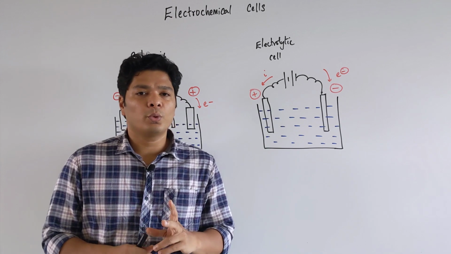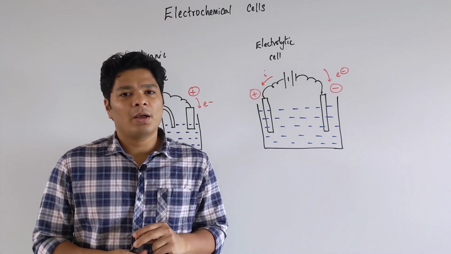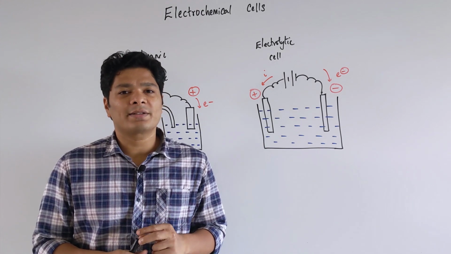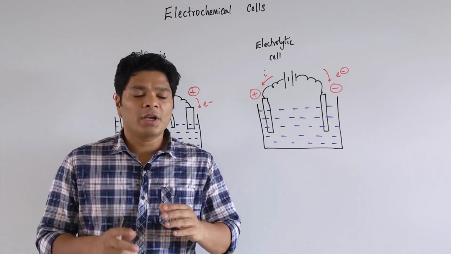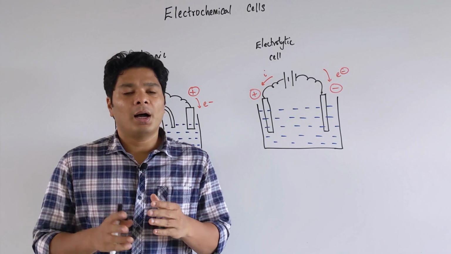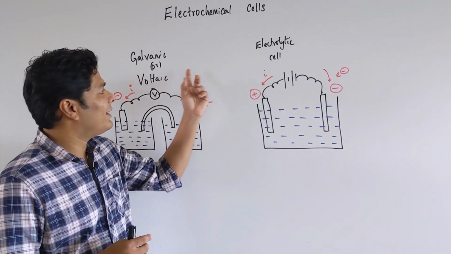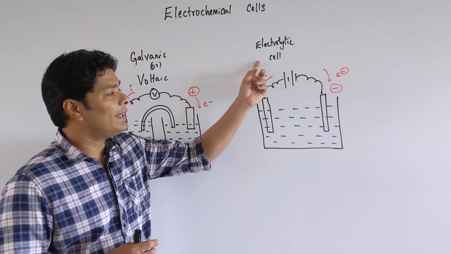An electrochemical cell is of 2 types. One is galvanic, also called a voltaic cell. Both of them are named after 2 different Italian scientists, Galvani and Volta. Typically we use the galvanic cell, and the other type of cell is the electrolytic cell. So I have separated them into 2: galvanic cell or voltaic cell, whereas this is an electrolytic cell.